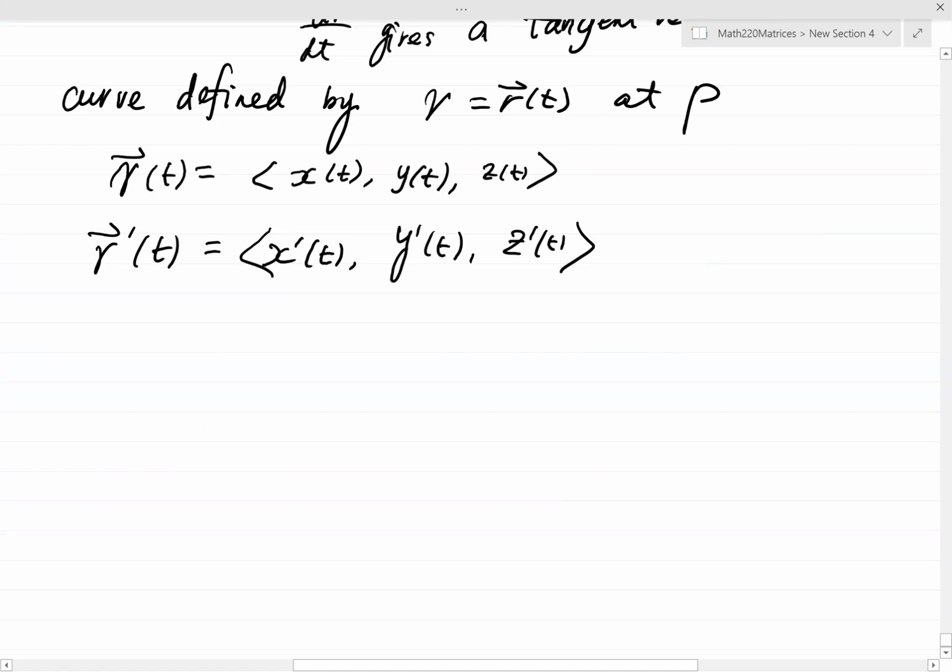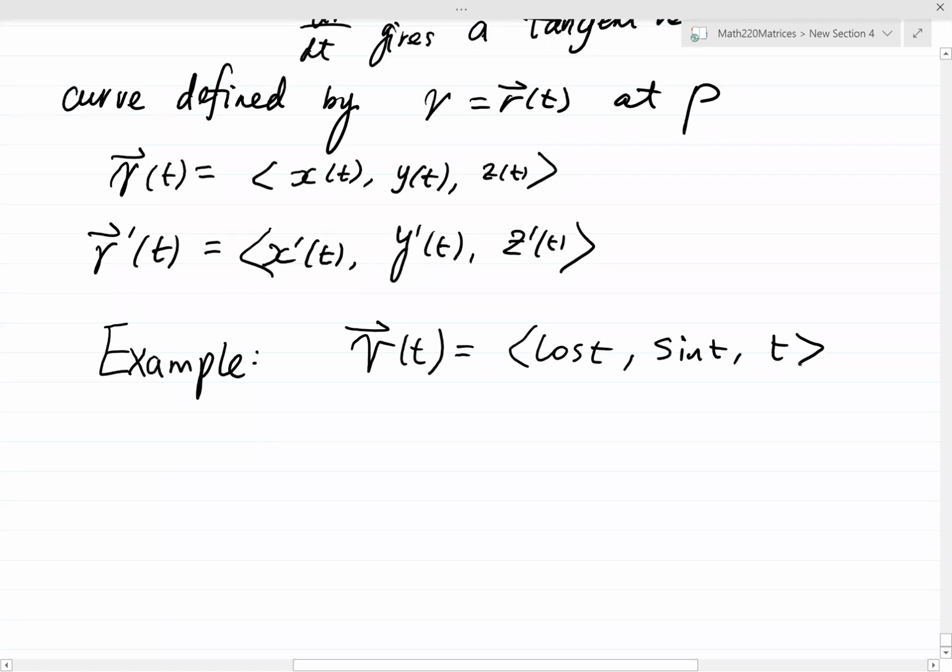For example, if we know r(t) is cosine t, sine t, t, this is actually the parametric equation of the helix. Now the derivative of r(t) gives us velocity. You see cosine t, we get a negative sine t, sine t we get a cosine t, t we get a 1. So we get a velocity function.